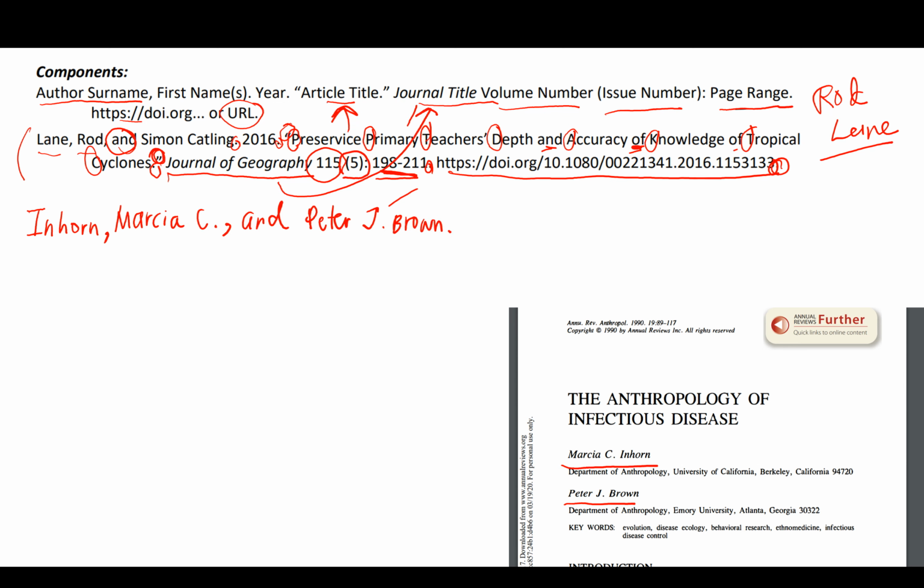We are done with the names. The next one is the year. Okay, year is where? 1990. Full stop. Very good. Now moving on, article title. Remember, we have to put the quotation marks here. So quote, quotation mark. Article title, The Anthropology of Infectious Disease. So start with D, remember, capital letter.